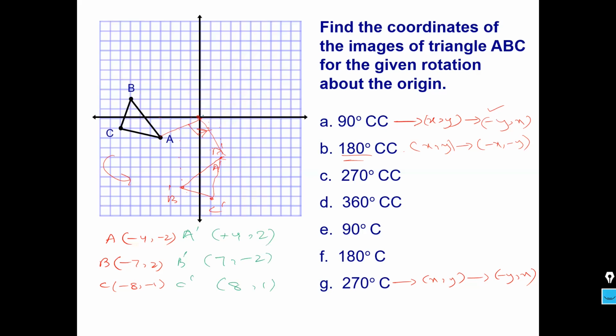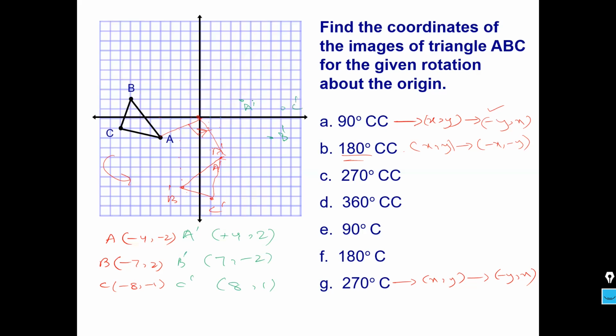So it is 4, 1, 2, 3, 4 and 2. This one is A dash now. What is B dash? 7 and -2. So 1, 2, 3, 4, 5, 6, 7 and -2. This one is B dash. And C dash is 8 and 1. So now here 8, okay, and 1. This one is C dash.